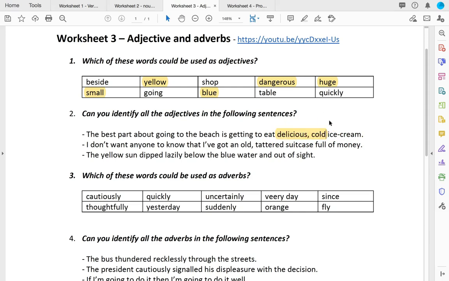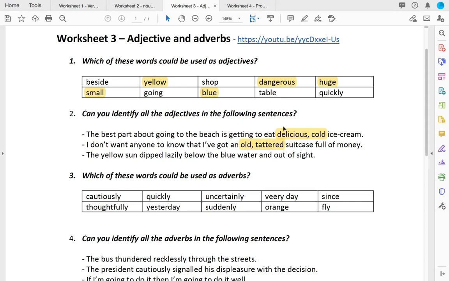I don't want anyone to know that I've got an old tattered suitcase full of money. Well, there's 2 things here, the suitcase and the money. There are no words describing the money, describing its colour or its weight or anything like that. And when we look at suitcase, we see that there are 2 words describing the suitcase, old and tattered, and both of these are adjectives. The yellow sun dipped lazily below the blue water and out of sight.